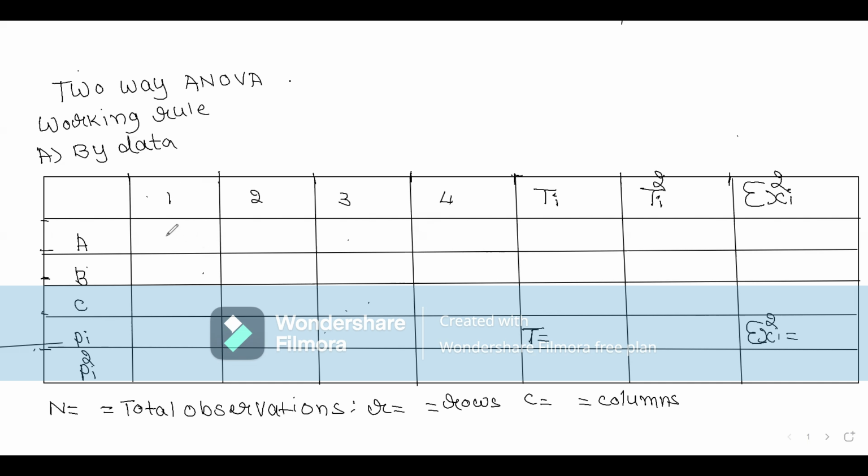My dear students, you add this plus this plus this plus this. This is the Ti. And take the Ti square. You take the square of this, you get the Ti square. And now the square of this plus square of this plus square of this plus square of this. You can add them, you get summation of xi square.